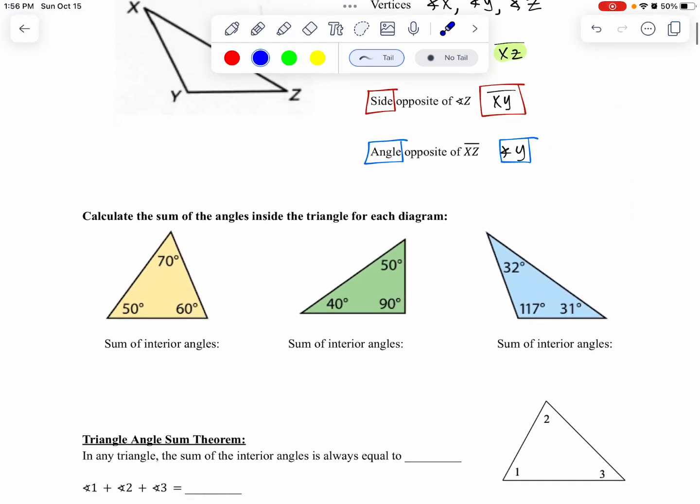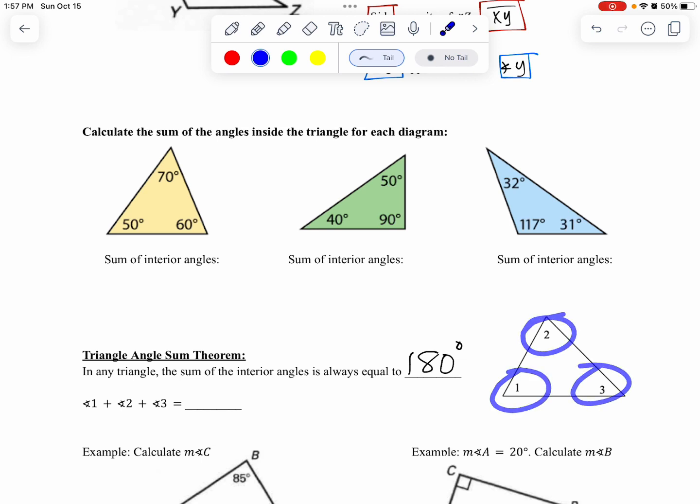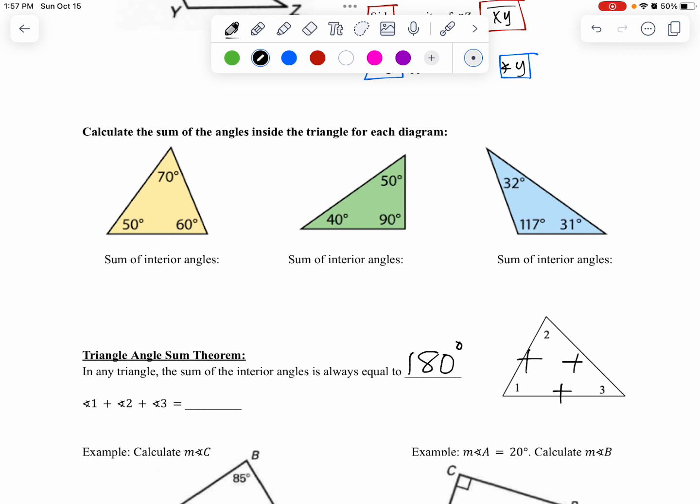Let's talk about the angles in a triangle. Did you know, something kind of cool, I'm going to skip all the way down to the bottom, that the angles always add up to 180 degrees in a triangle? So angle 1, angle 2, angle 3, when you add them all together, they always add up to 180 degrees. Kind of cool, right?